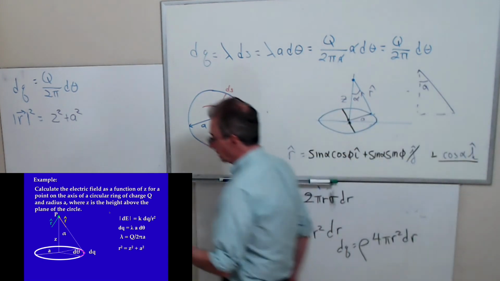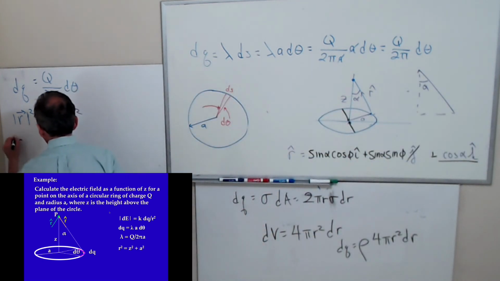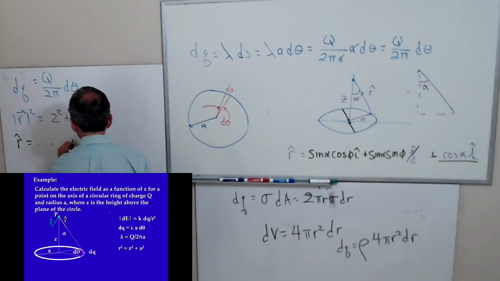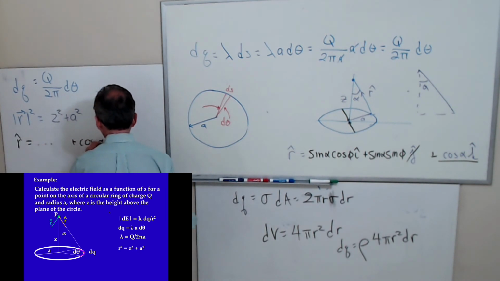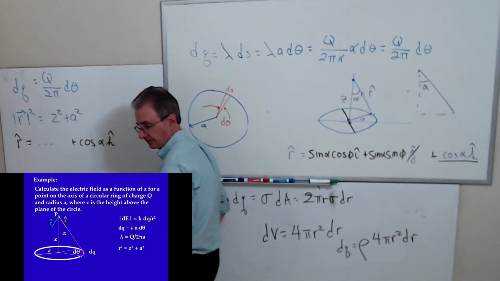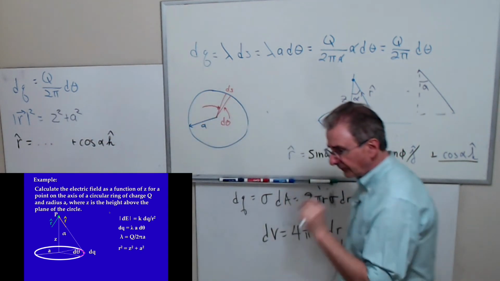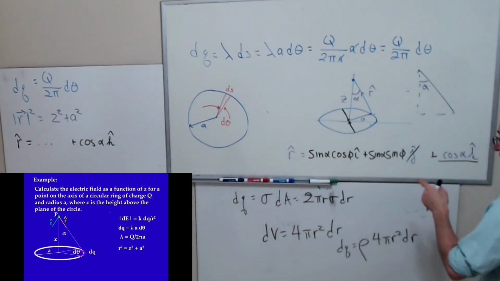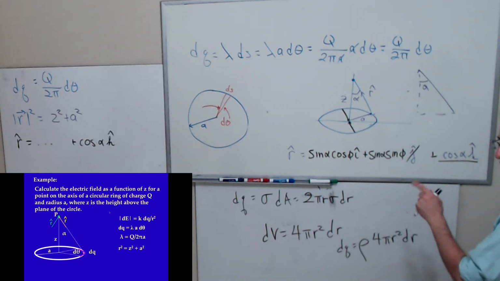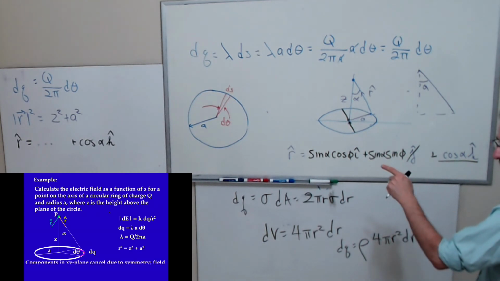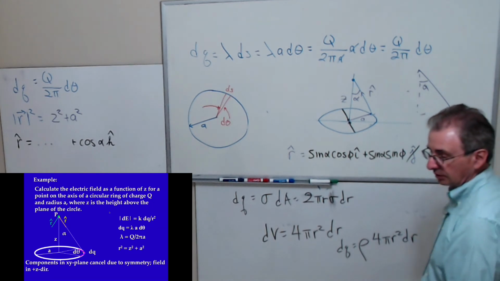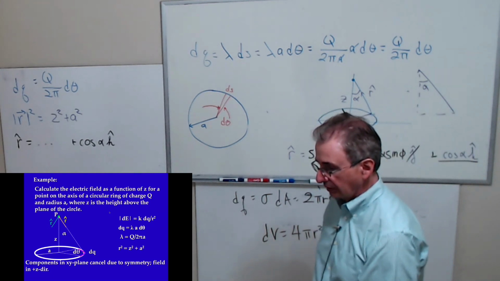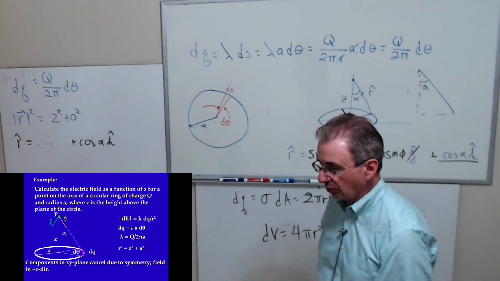So I'm going to say that r hat is something plus cosine alpha k hat. And I don't care about these terms. I'm only interested in the terms that are going to survive when I integrate. I know from intuition that only the z component will contribute. The electric field will point in the z direction. I know that.